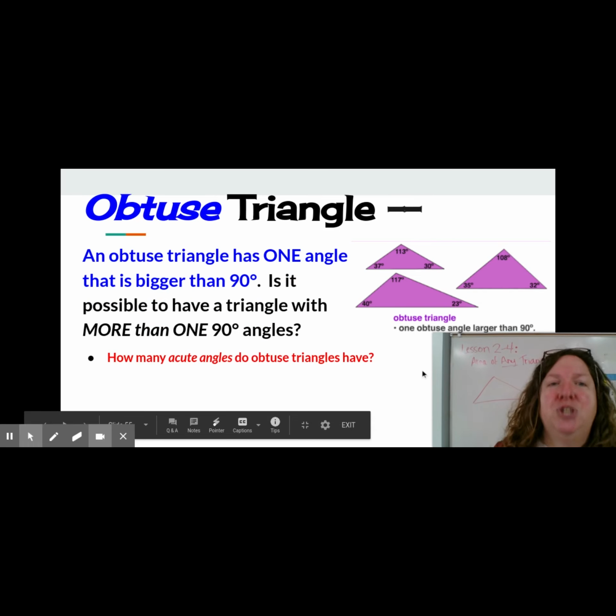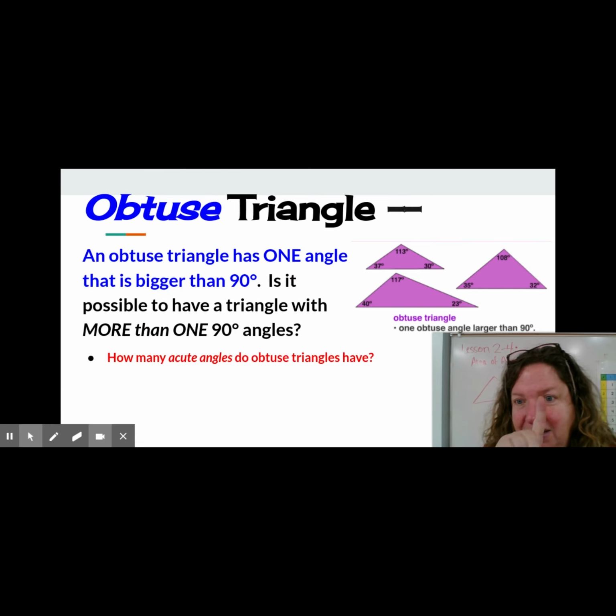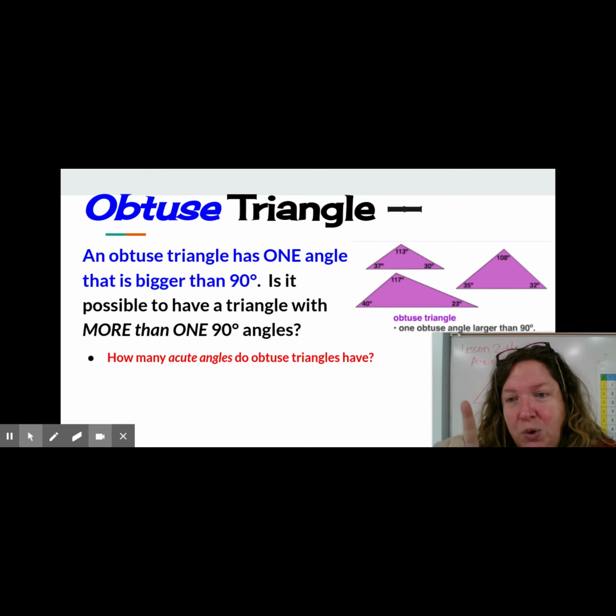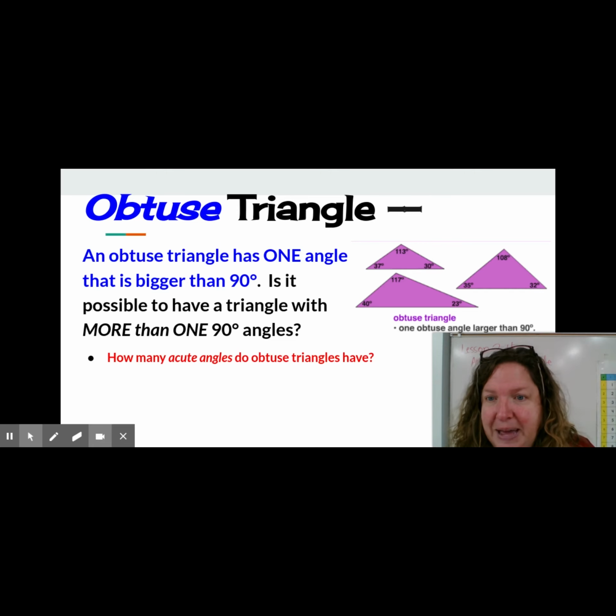Obtuse triangles. An obtuse triangle has one angle that we're concerned about. It's the one that's bigger than 90. So if any triangle has one angle that's bigger than 90, it's automatically obtuse.